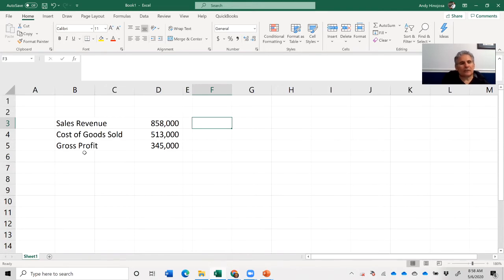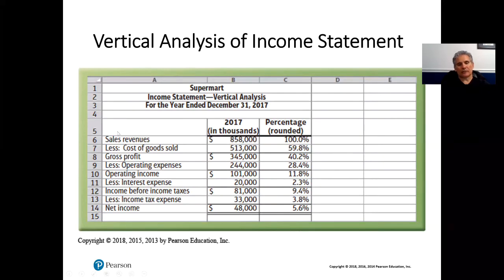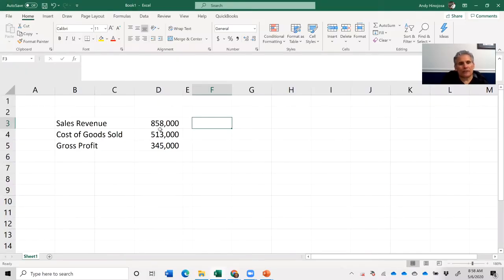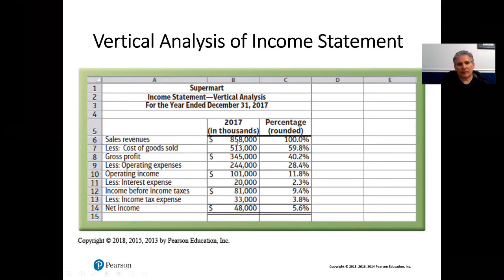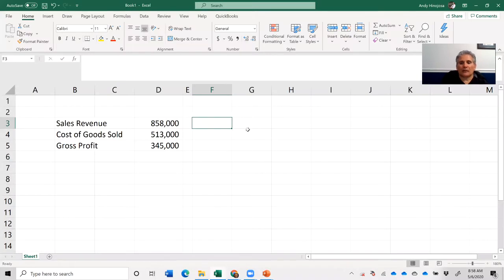So just looking at the first three line items, and then you can extrapolate from that all the way down. Sales revenue is 858,000. That is the base. So we're going to take 858,000 and divide that by 858,000. That's obviously going to give you 1. In terms of a percentage, 1 is 100%.